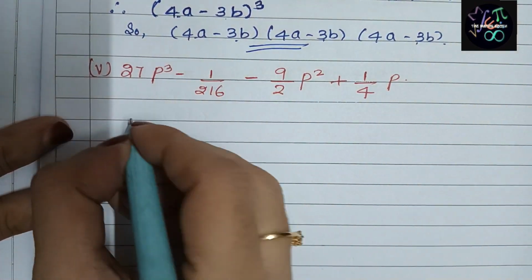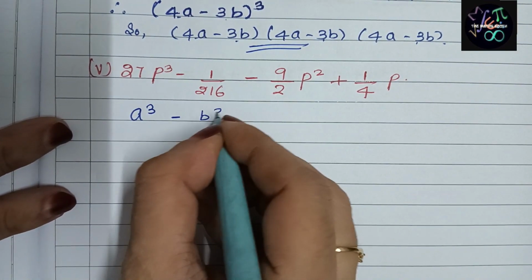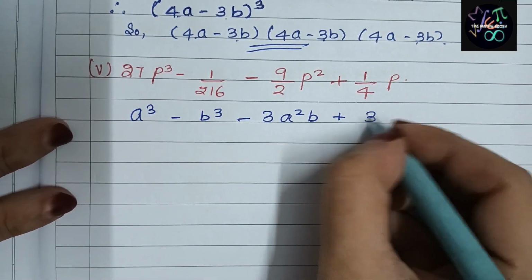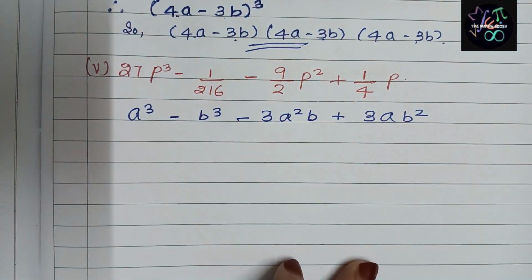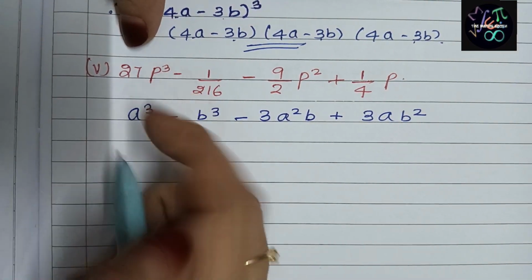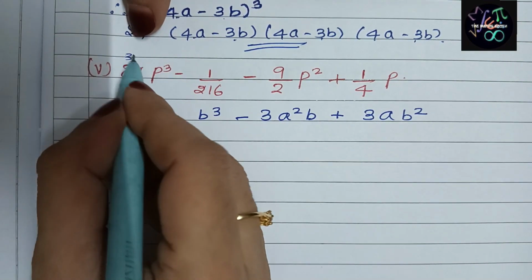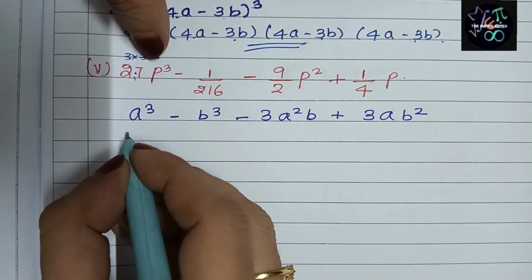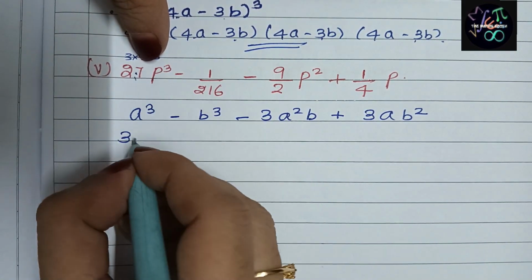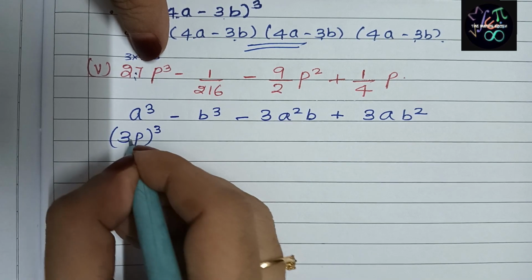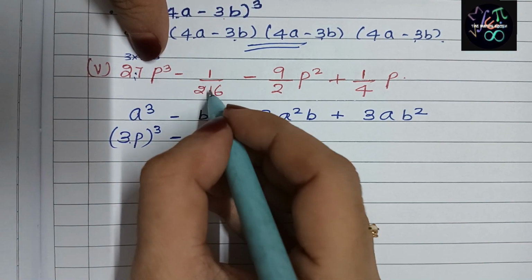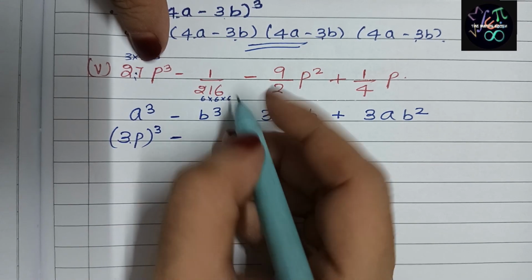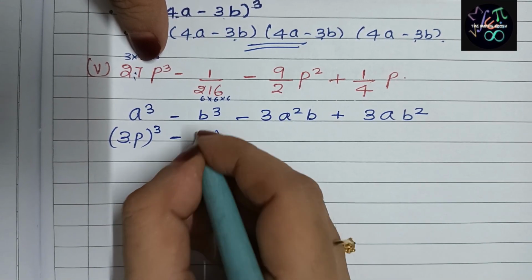Okay. Now I'll write the first formula: A cube minus B cube minus 3A square B plus 3AB square. This is our formula. Let us replace the places. Okay. 27 is whose cube? 3 into 3 into 3. I told you, 3 cubed. So I'll write 27 as 3P whole cube. Okay, A value we got 3P. B value, 1 by 216, whose value is 6 into 6 into 6. 6 6s are 36, 36 6s are 216. So it will become 1 by 6 whole cube.